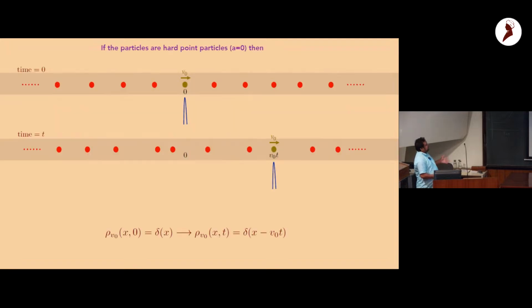Let us first consider the simpler case. If there are point particles, what would it be? For point particles, it effectively does not see the others, because it just collides and you just exchange the label. So in time t, it just moves by distance v0 t. So initially the distribution was delta of x, then at time t it will be a shifted delta function.